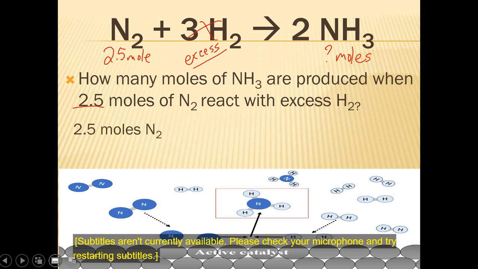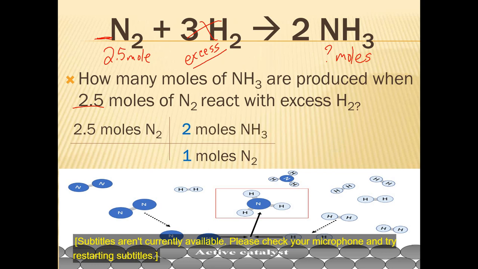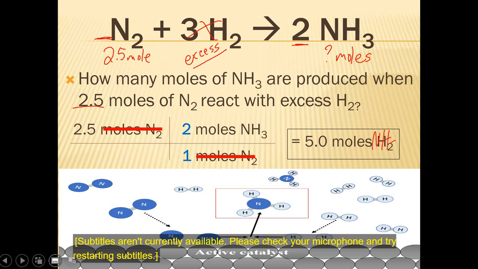Okay, so we set it up the same way. Start with what you're given, 2.5 moles of nitrogen. We're going to put on the bottom what's in front of the nitrogen because we want to get rid of it, which happens to be 1, right? We're going to put what we want to go to on the top, which is ammonia. We just take and times those 2, and we get 5 moles of NH3.